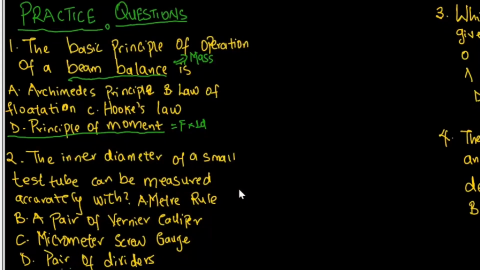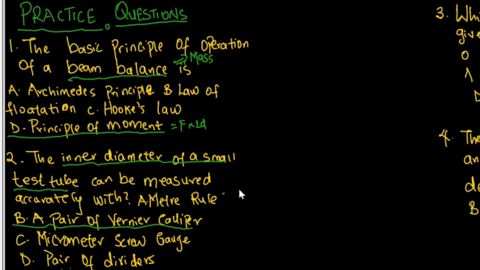The second question reads, the inner diameter of a small test tube can be measured accurately with, with emphasis on the inner diameter of a small test tube. Recall that the Vernier caliper is used to measure the internal and external diameter of cylindrical objects. So the best answer to question 2 is a pair of Vernier calipers.